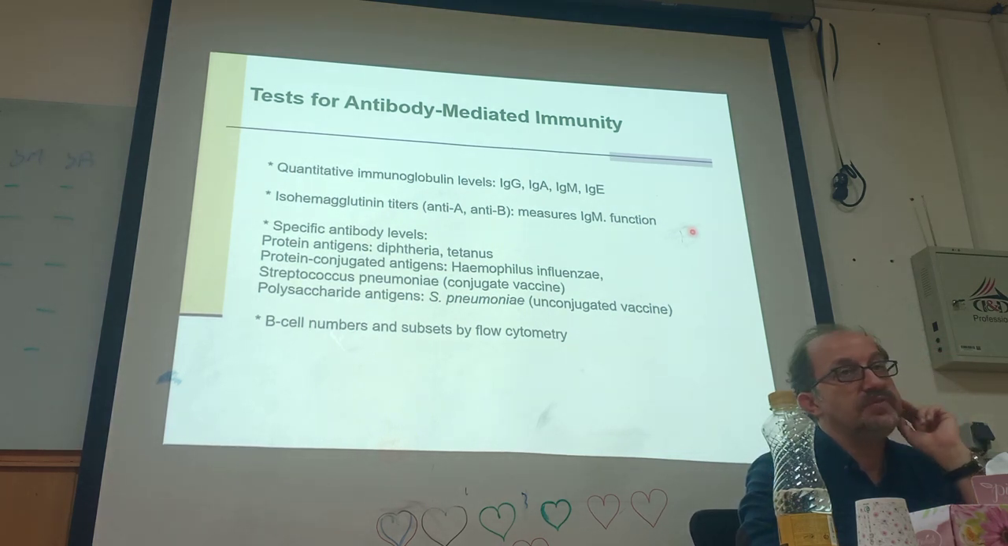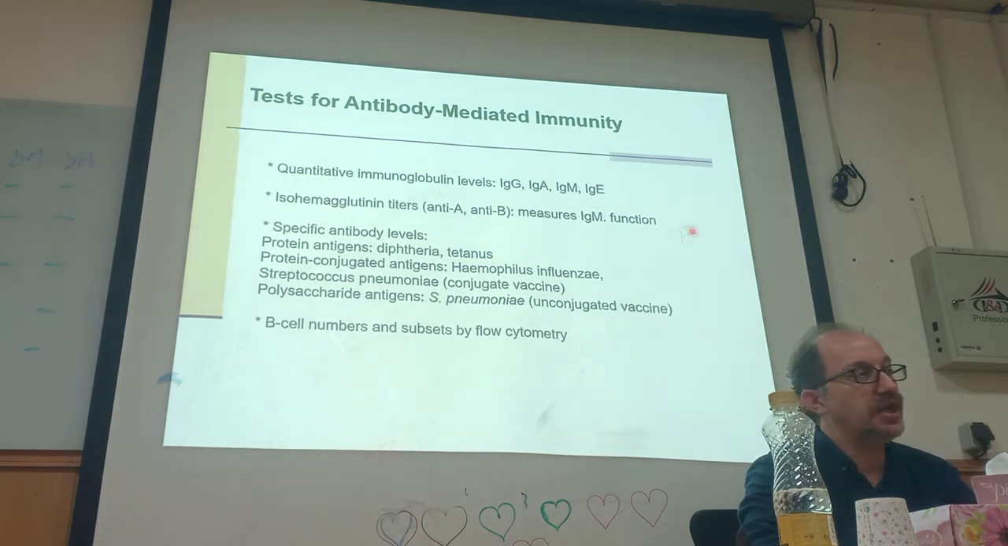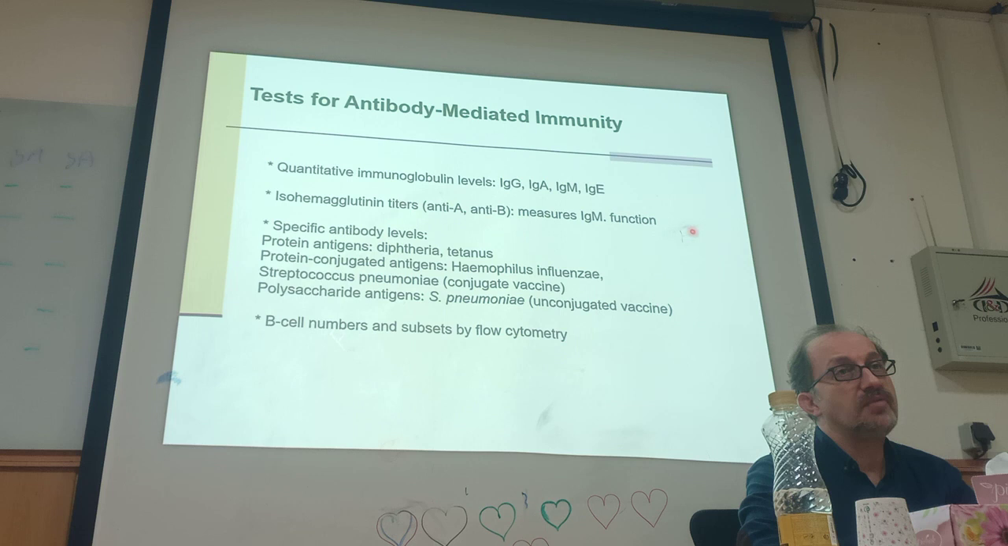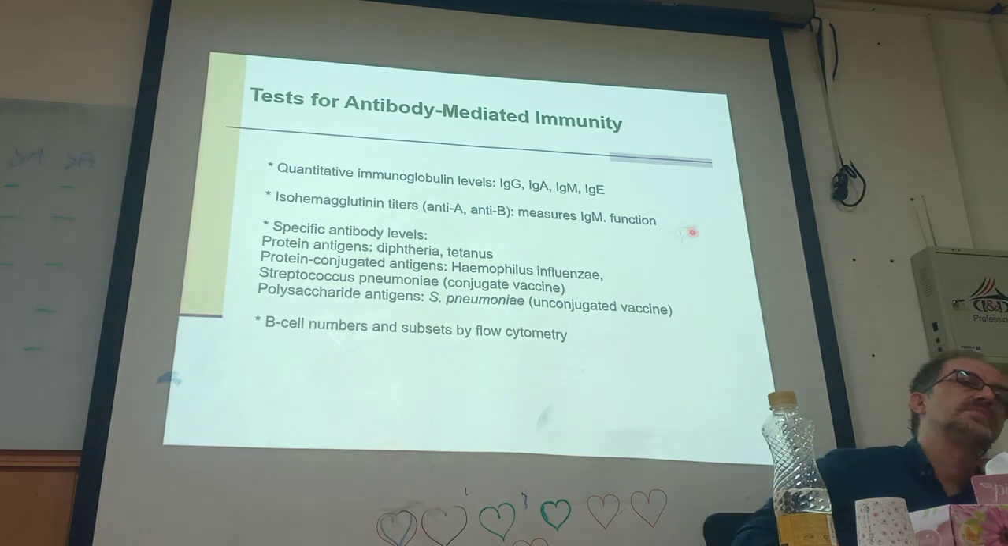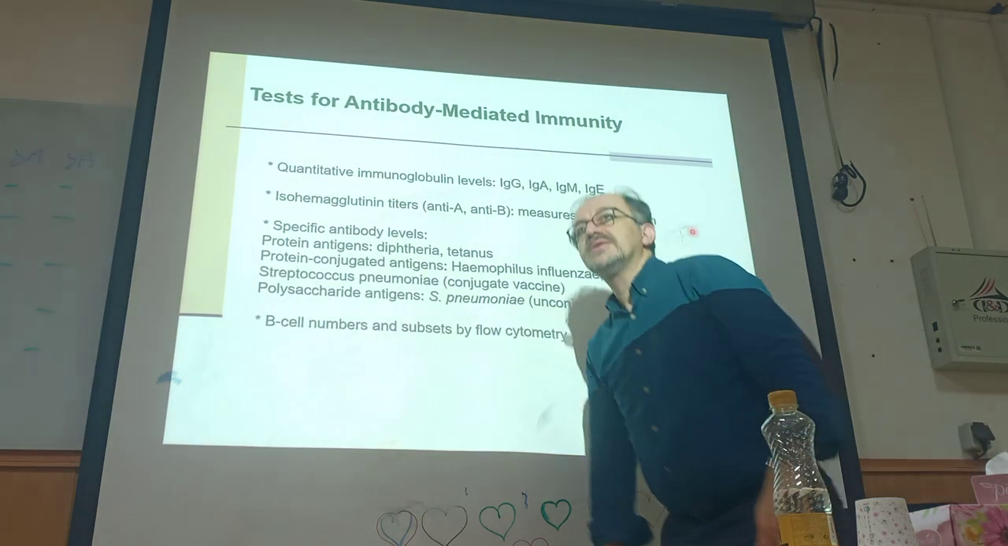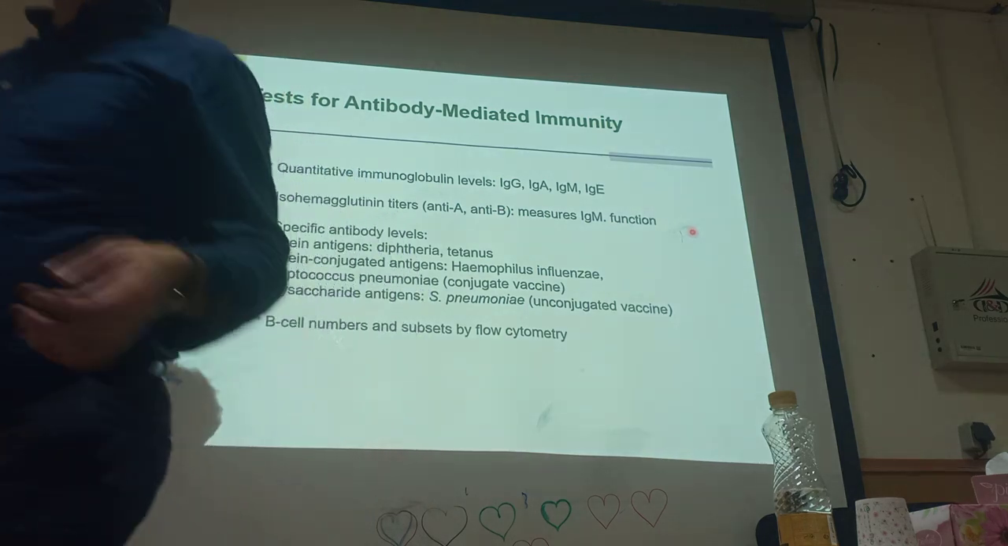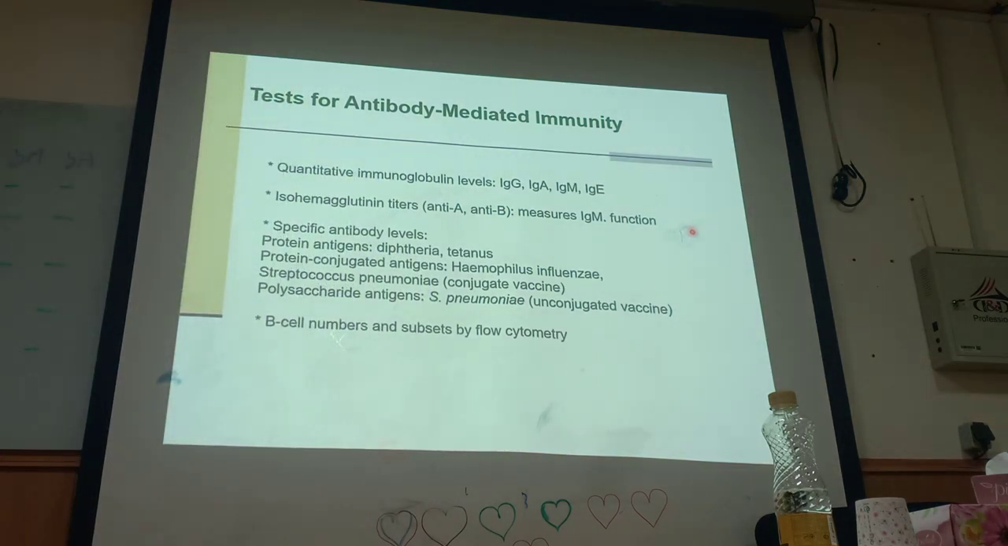For antibody-mediated immunity, we usually check IgG, IgM, IgA, IgE. We could check the isohemagglutinin titer. What is isohemagglutinin? The isohemagglutinin titer is based on immunoglobulin level. You all know that we have blood groups A, B, and O.